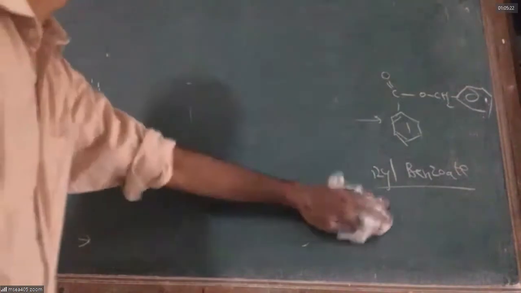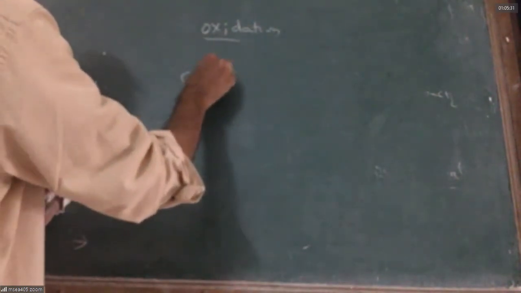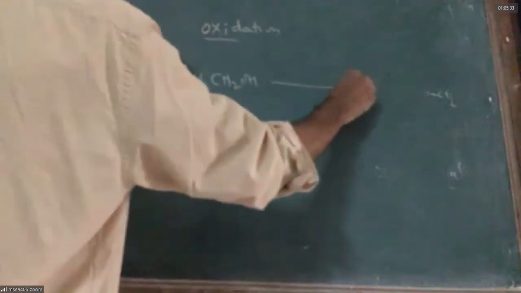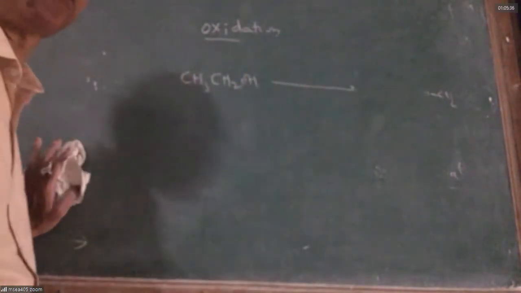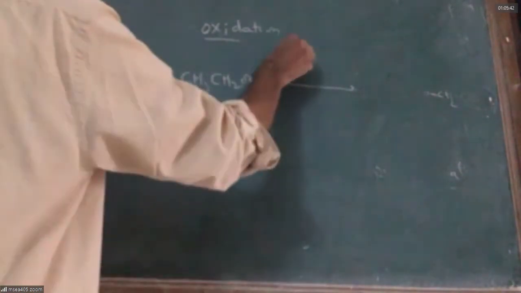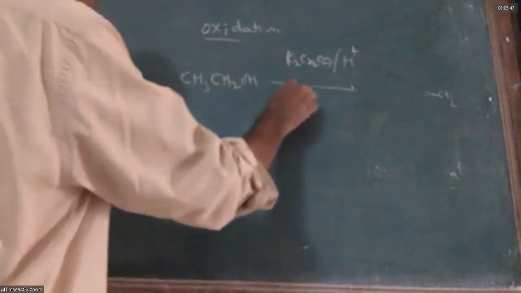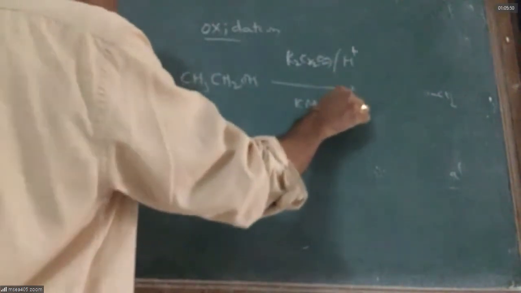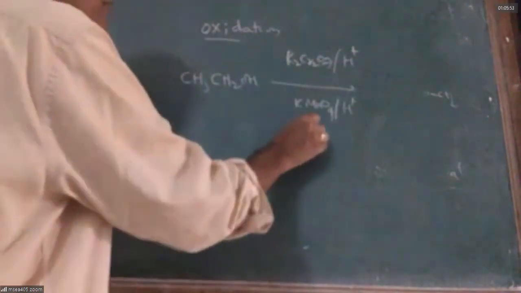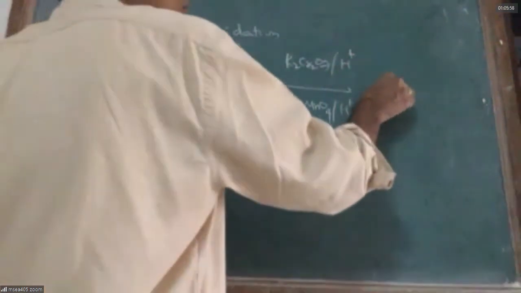Now we are looking at some properties of alcohols. The next property of alcohol is oxidation. When alcohol is subjected to oxidation, take CH3CH2OH as a typical example. What are the oxidizing agents? Potassium dichromate in place of sulfuric acid is a wonderful oxidizing agent. Potassium permanganate in place of acid is another wonderful oxidizing agent. If you take any oxidizing agent and react it with any alcohol, the alcohol will become carboxylic acid.